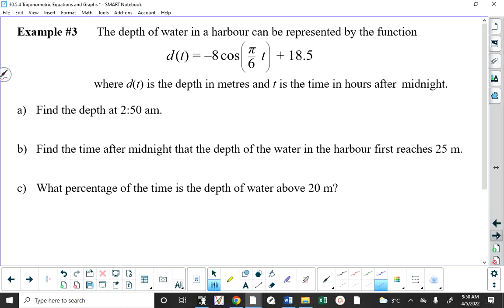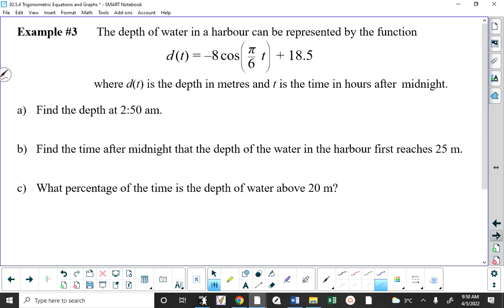So now we're going to look at some applications. There are these things in nature called tides. They happen because of the gravitational pull of the moon on the oceans. Throughout the day, the water level or depth in a harbor will go up and down, over and over again. And this is giving you a function where d is the depth of water in meters and t is the time in hours after midnight for a particular harbor.